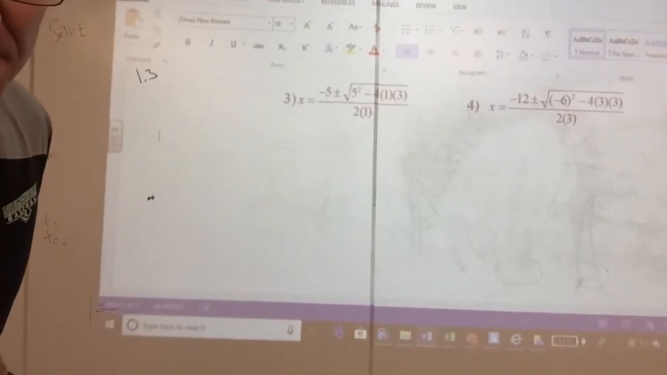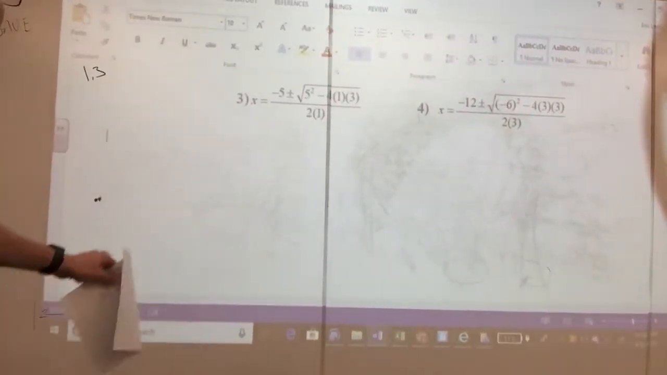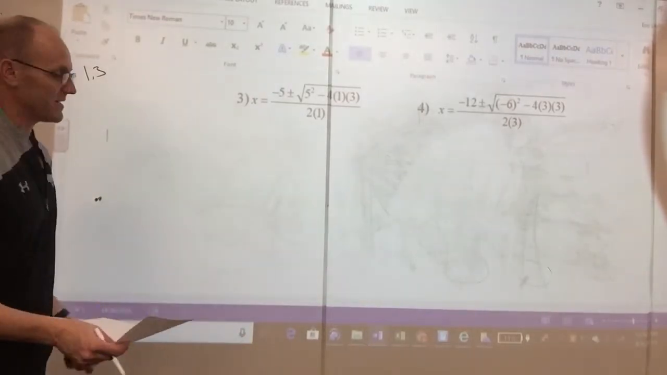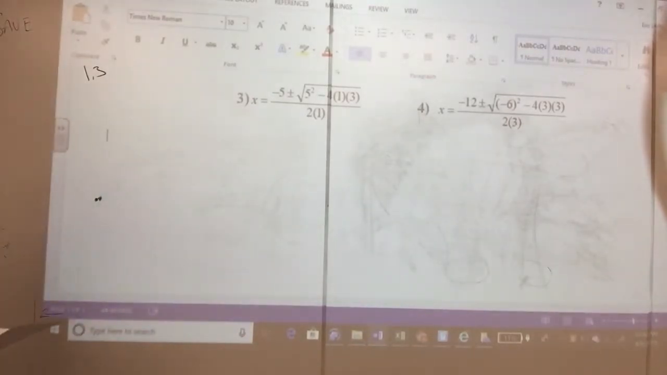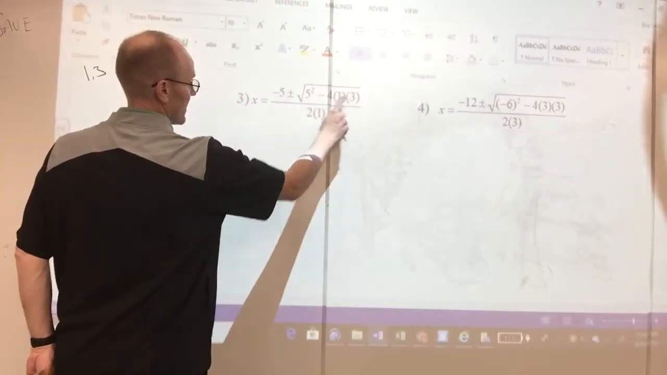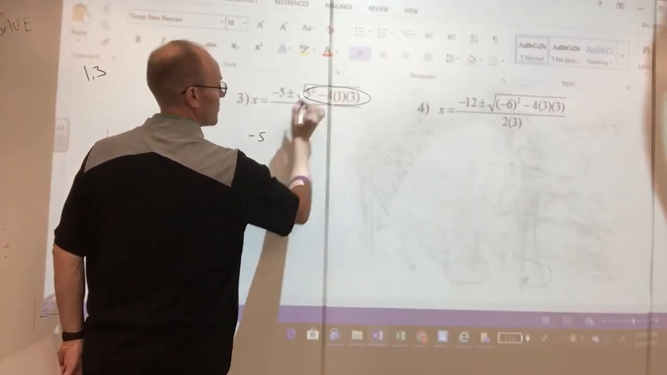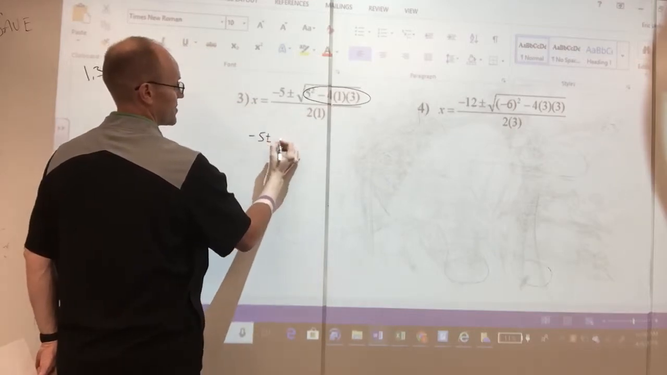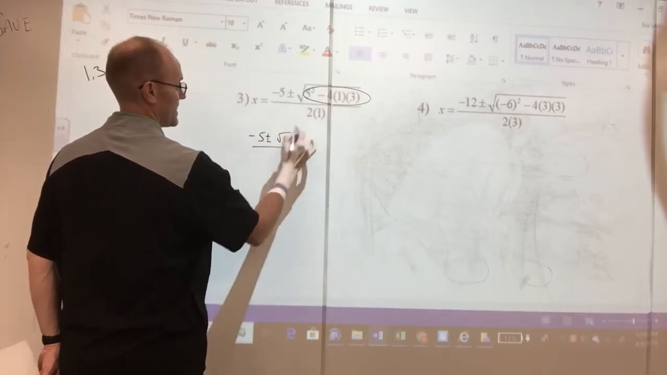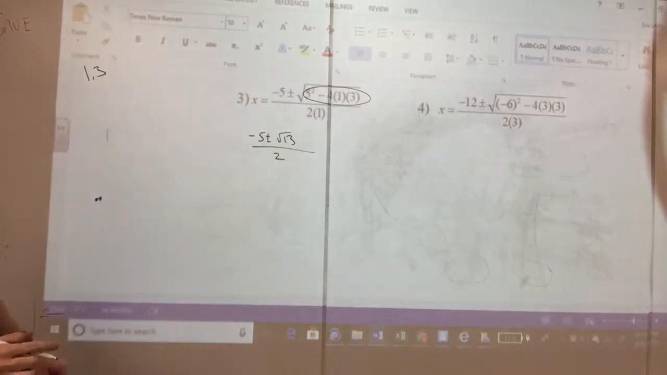All right, as we look at these next problems, I'm going to go through the steps as well that I wrote up for you above. So step one, I calculate what's under the radical. So -5, I put this all in my calculator at once, and I get 13. Multiply the bottom. Step one is done.